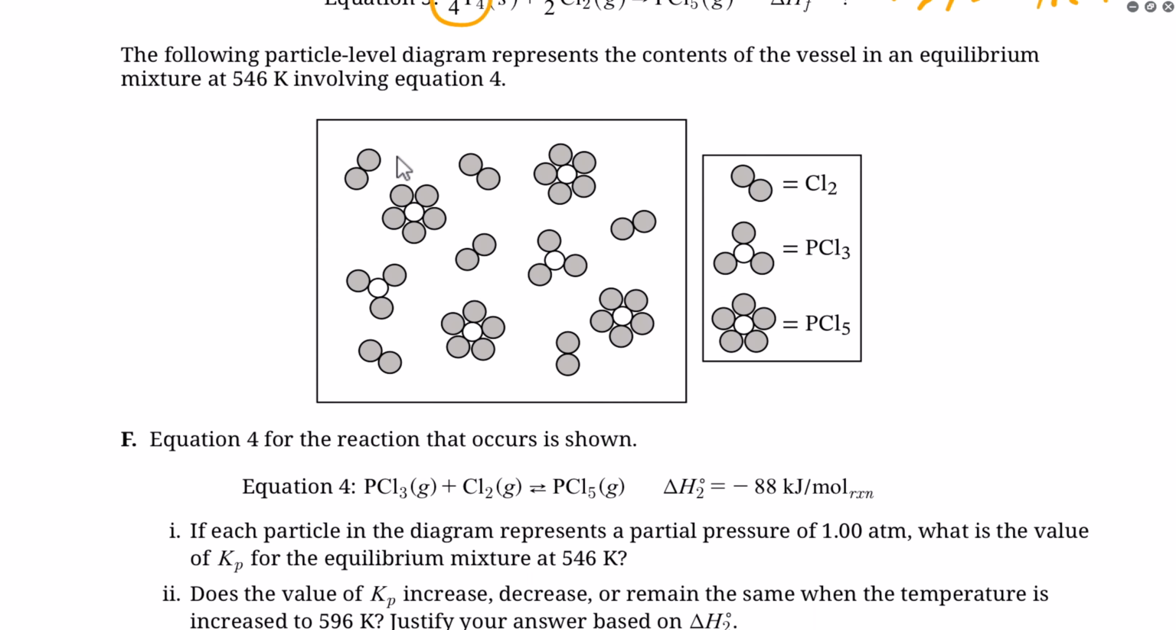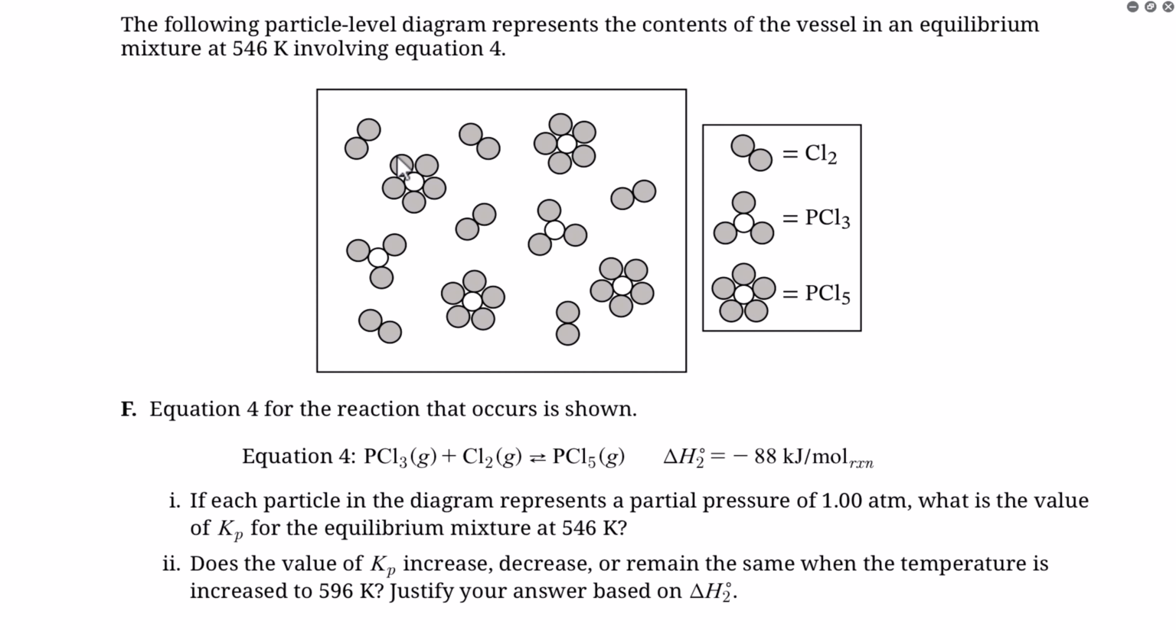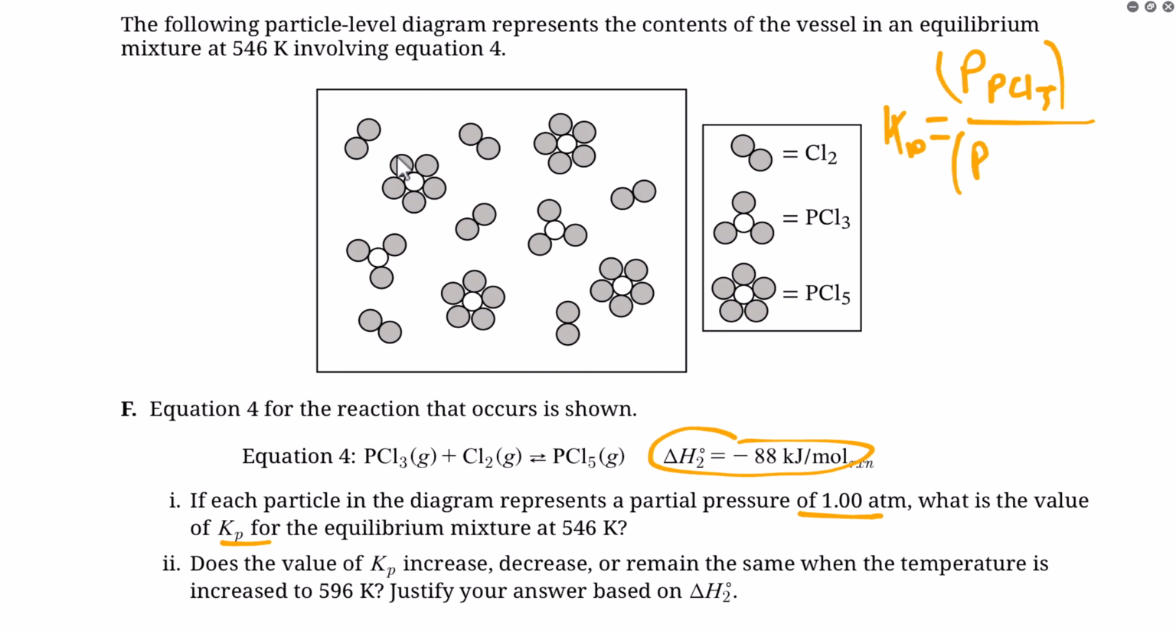Scroll down here. It gives us a particle level diagram of a vessel at equilibrium mixture at 546 Kelvin according to the fourth equation. And it gives us an equation here and a delta H value. It says if each particle in the diagram represents partial pressure of 1 atm, what is the value of Kp? Okay, so let's go ahead and write our expression for Kp. Again, products over reactants, so it's the partial pressure of PCl5 over the product of the partial pressure of PCl3 times the partial pressure of Cl2.